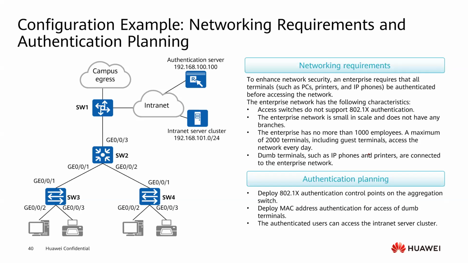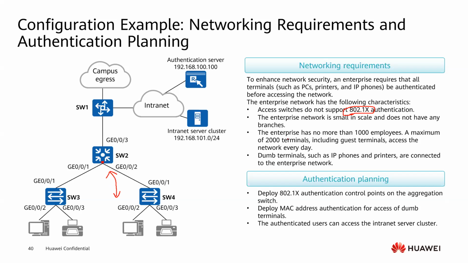Okay, next let's see an example of how to configure the authentication. This is the scenario topology. And let's see the requirement. First, the access switches do not support 802.1x authentication. That means if you want to configure this kind of authentication, you need to configure it here. And if you configure here, that means you need to enable the transparent transmission for this kind of packet, right?